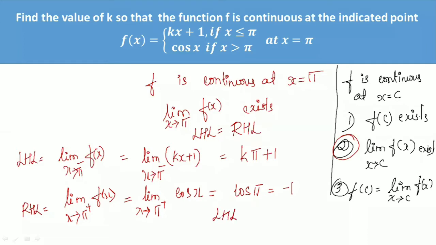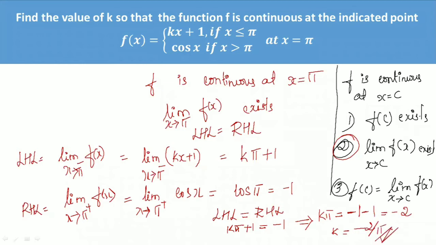Equate both of them. Left hand limit is equal to right hand limit. So that is k pi plus 1 is equal to minus 1. We need the value of k. So I'll take plus 1 to the other side, which means you'll get k pi is equal to minus 1 minus 1. When you take plus 1 to the other side, it becomes minus 1. So that is minus 2. So k is equal to minus 2 by pi.